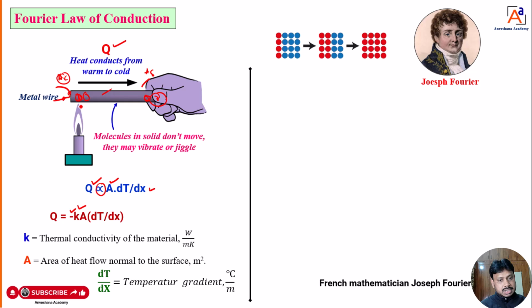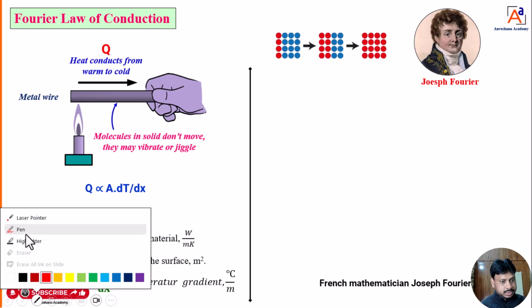When the heat is going to transfer from this end to this end, the temperature is going to decrease. The decrease in temperature is represented by a notation. That notation is the negative sign, dear students. So what is Fourier's law of conduction here now? What is Fourier's law of conduction?